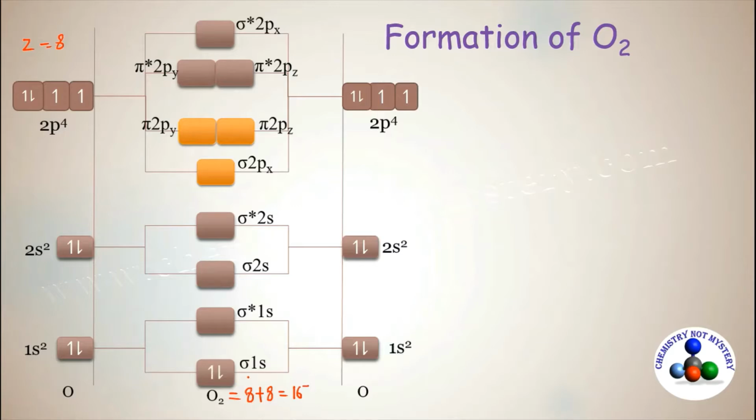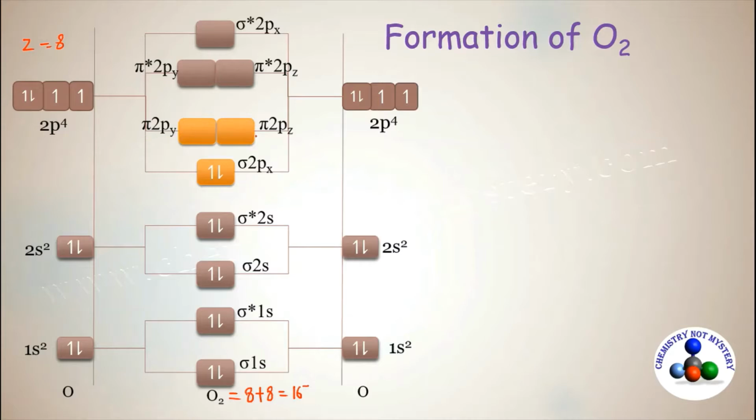So 2 electrons will be filled in the sigma 1s molecular orbital. Next 2 electrons will be filled in the sigma star antibonding molecular orbital. Next two electrons will be filled in the sigma 2s bonding molecular orbital. Next two electrons will be filled in the sigma star 2s antibonding molecular orbital. Next two electrons will be filled in the sigma 2px molecular orbital.